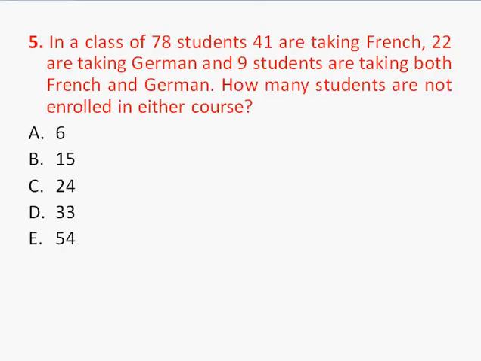Now we'll move to the next question. In a class of 78 students, 41 are taking French, 22 are taking German, and 9 students are taking both French and German. How many students are not enrolled in either course? You take this question as homework.